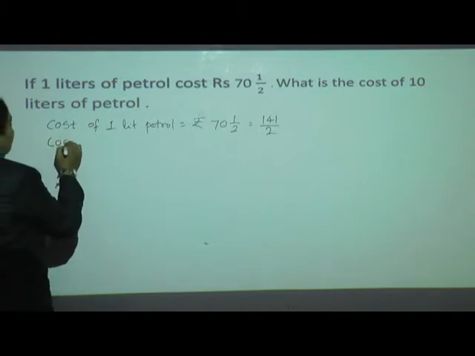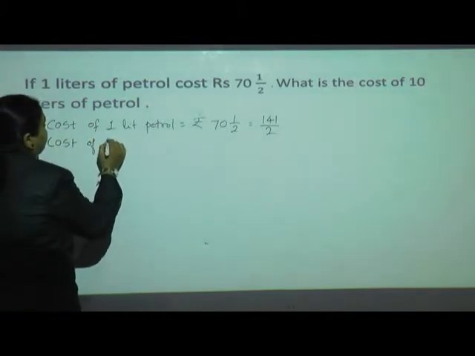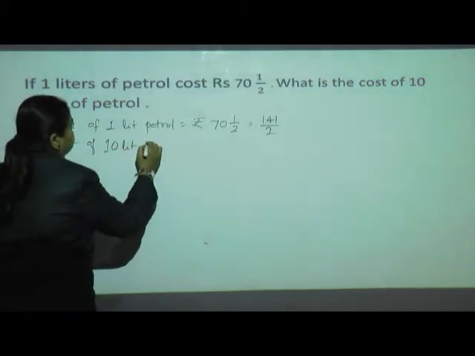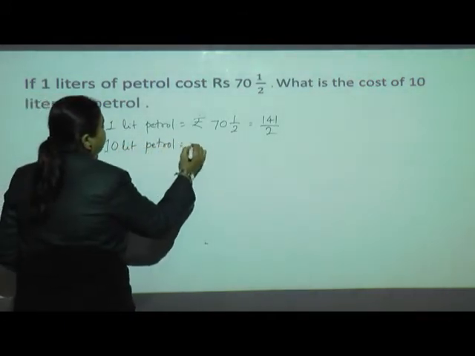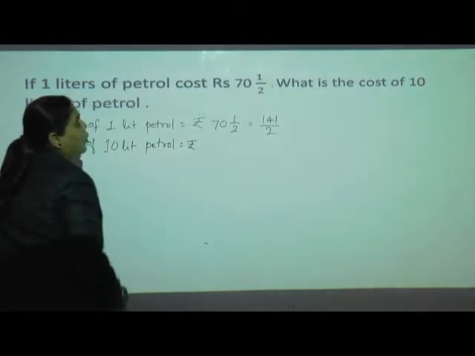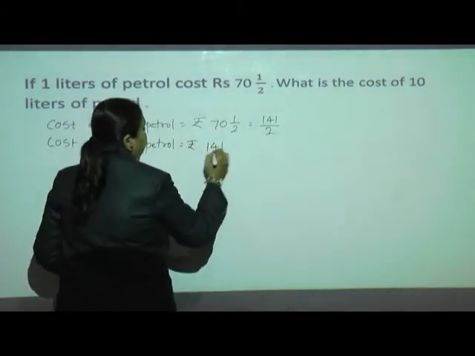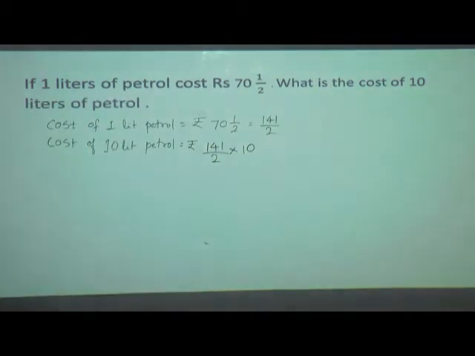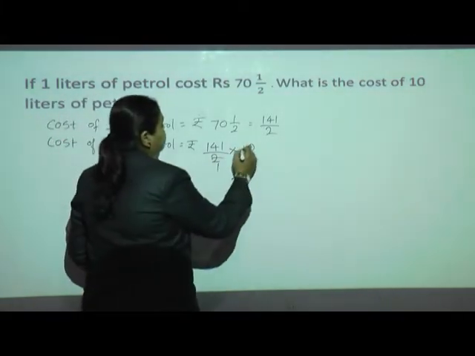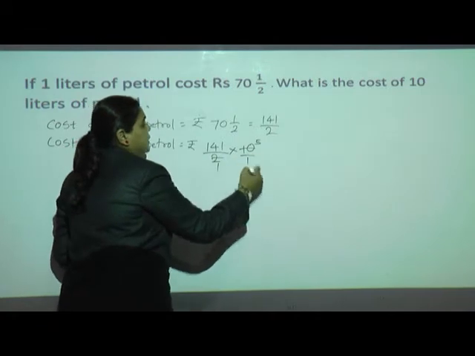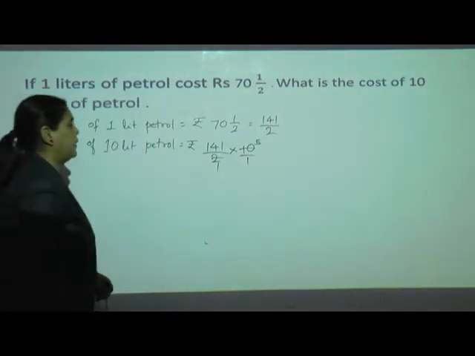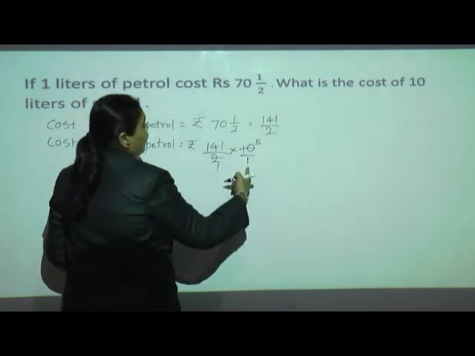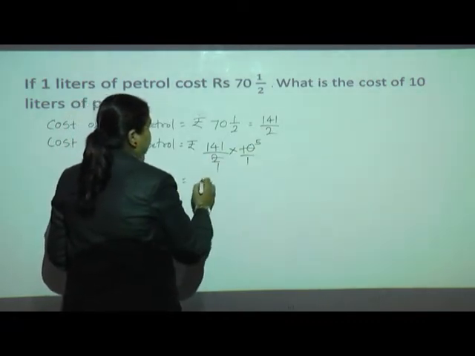Now what will be the cost of 10 liters of petrol? So what will be the cost in rupees? It will be 141 upon 2. 10 liters means again we have to multiply it by 10. Now if it is possible to reduce, we have to reduce this and find out what will be here. 2 1s are 2, 2 5s are 10. You know nothing is there means there is 1 in our denominator. So here we have only 1 in the denominator, so we can do multiplication directly.